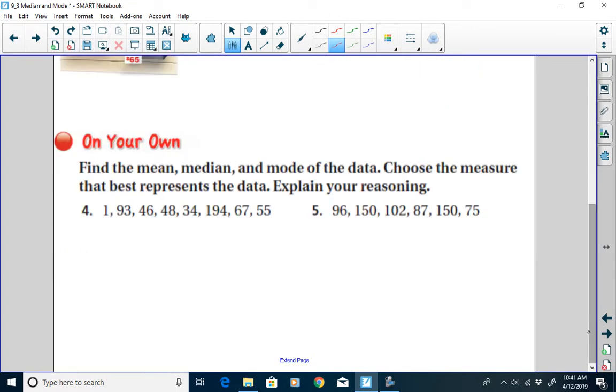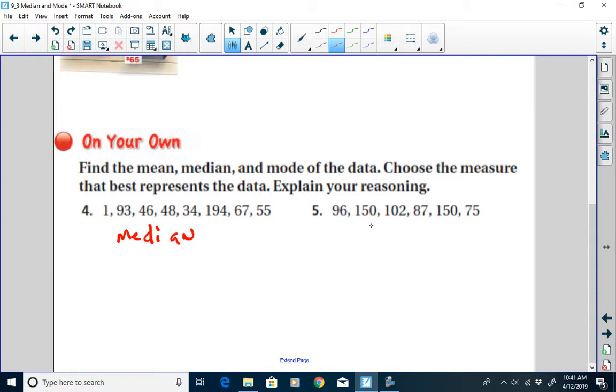If we take a look at these two problems, you guys should probably try these on your own, right? But let's take a look at these problems. We want to choose the measure that best represents the data. We should be able to look at the data and choose the best measure of center just by looking at it. So if I'm looking at this first item here, I see outliers. I see 194, I see 1, and because I see data that's numerical and I see outliers, the median would be the best measure of center here. Right, that would be your median.